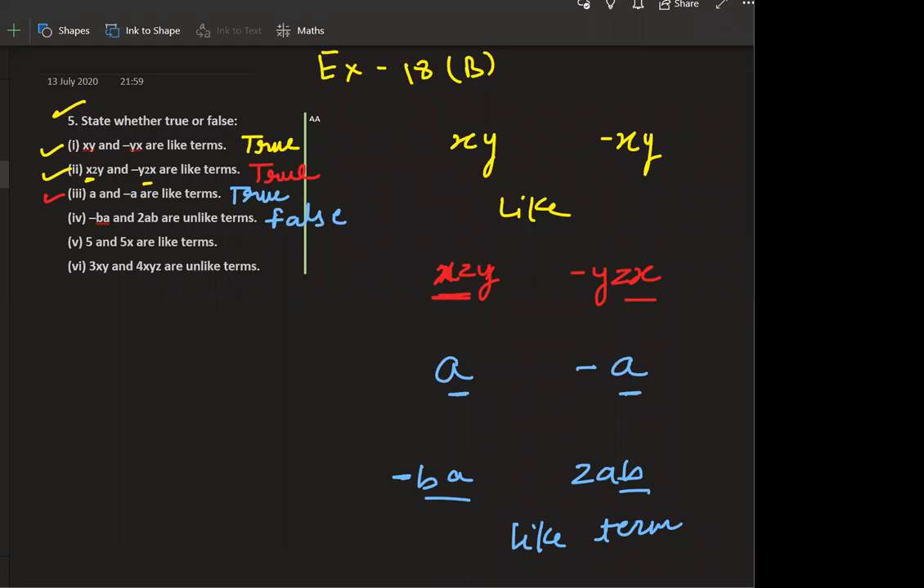Next, 5 and 5x are like terms. So 5 and 5x. Now they are different. Here the variable is x. Here there is no variable. So they are unlike. And the sentence is saying they are like. So the sentence is false.